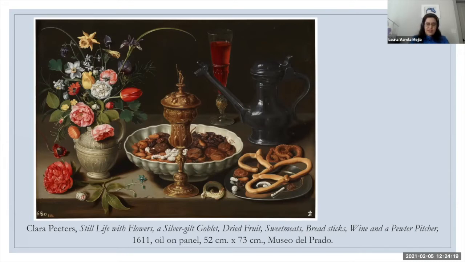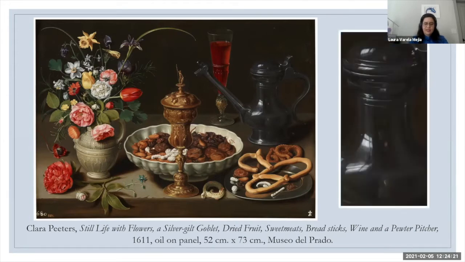Certain artists had cleverly challenged this idea that a still life did not deal with the human form. As you can see in this still life by Clara Peters, she actually included her reflection in the picture and in a couple of other places. But for the most part, this is an exception rather than the rule.